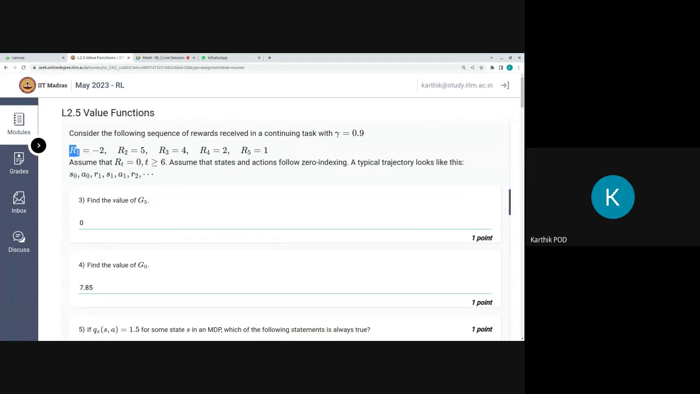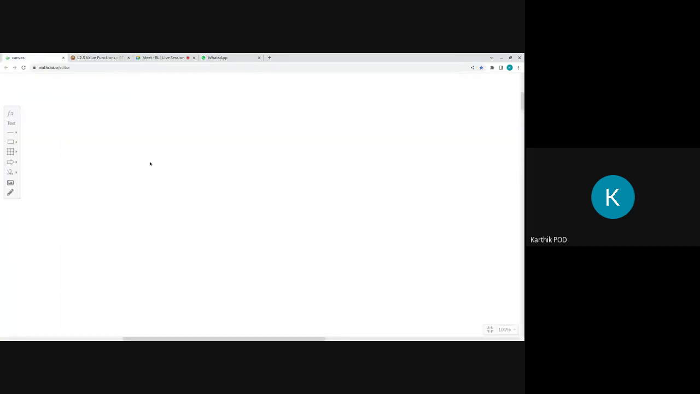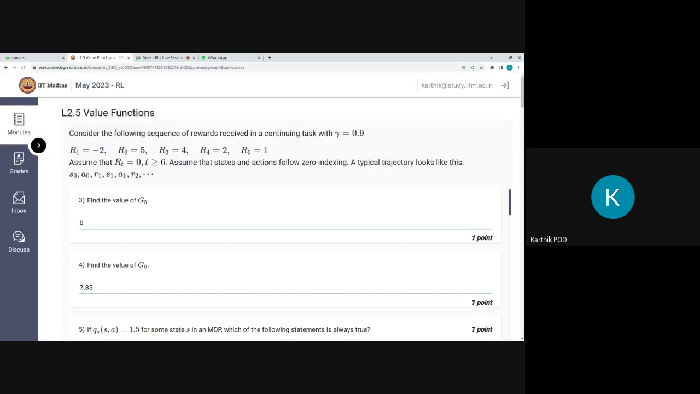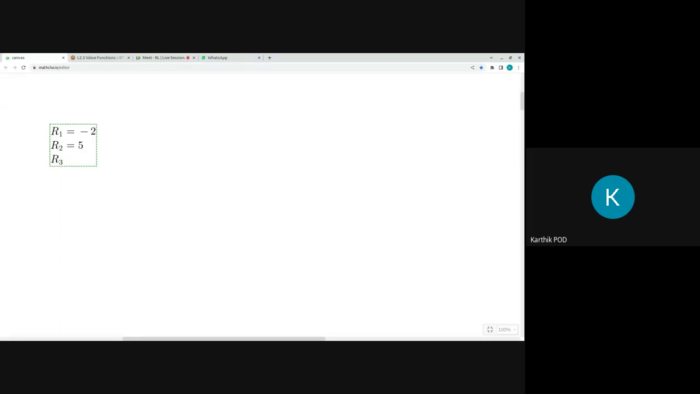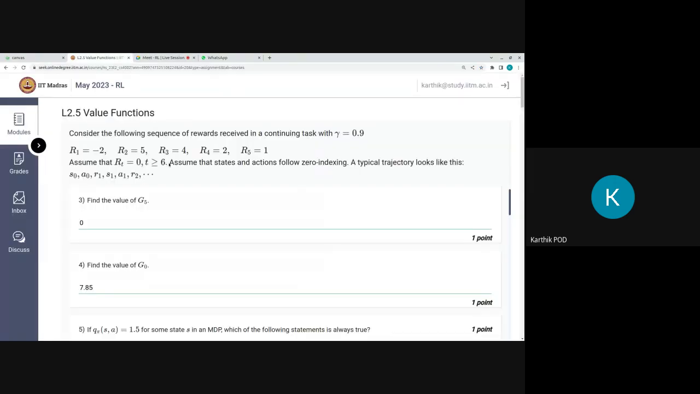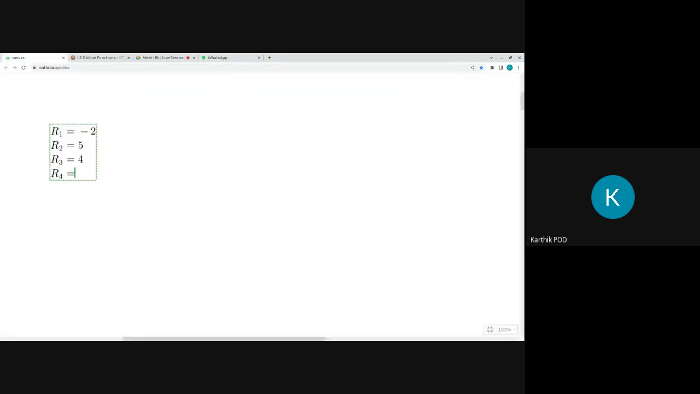So maybe let's copy this and just quickly go over this. R1 is -2, R2 is 5, R3 is 4, R4 is 2, and R5 is 1. R_t for all other t, for t greater than or equal to 6, is equal to 0, right? So we have to find G5.